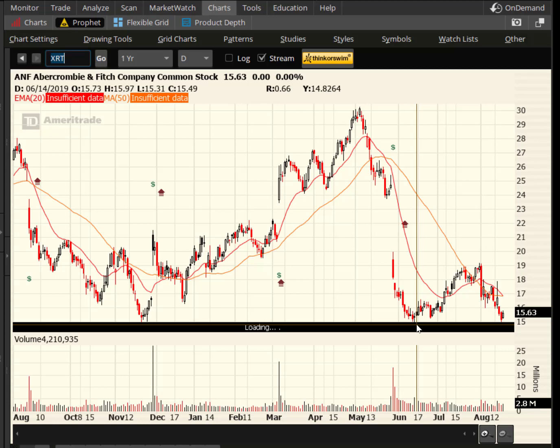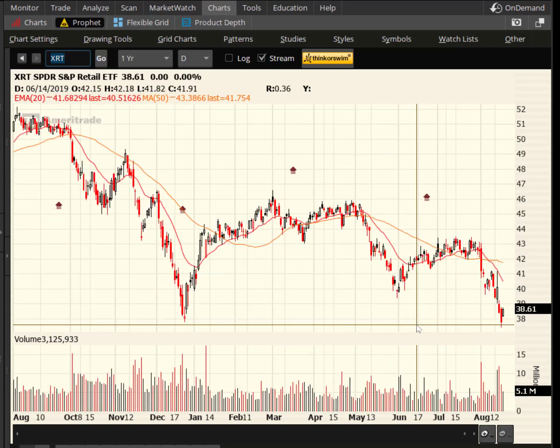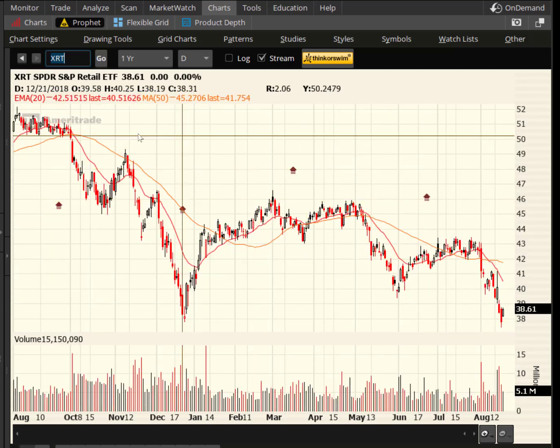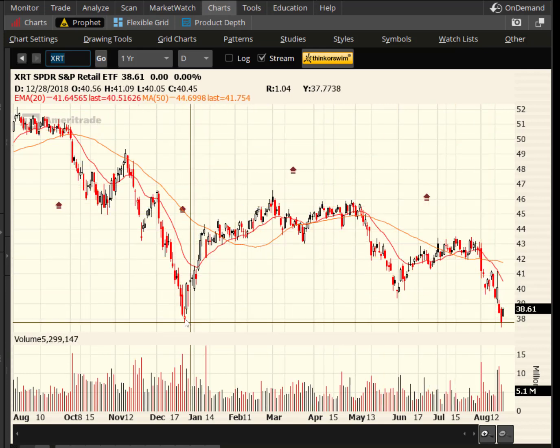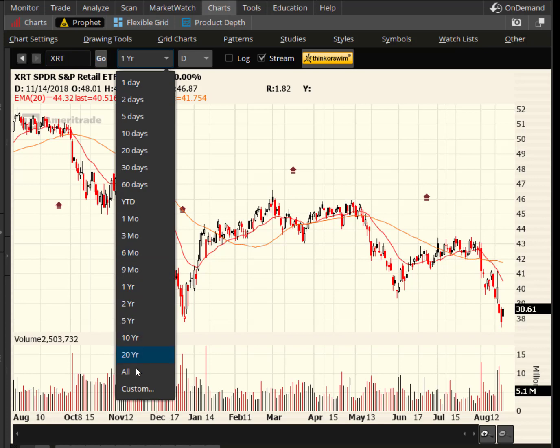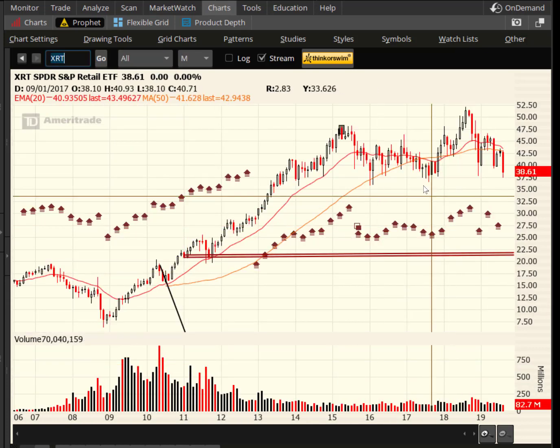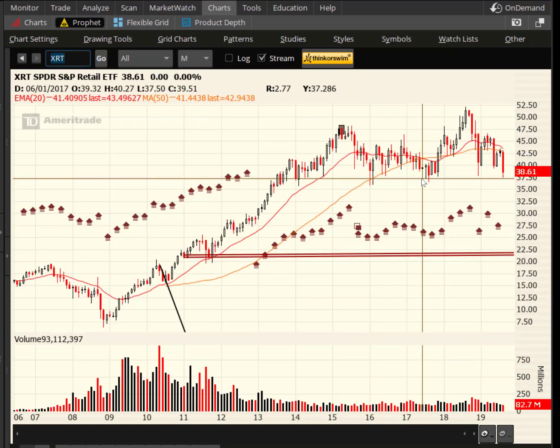And then if you look at XRT, which is the retail ETF, it's been taken out behind the woodshed too. No surprise. Lower lows, lower highs. It just keeps coming. If it breaks this low at 38, if I show all the data on XRT, look how important 37.50 is.